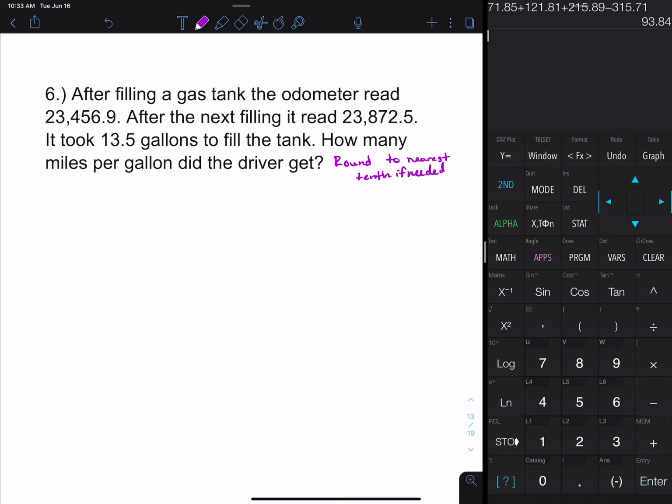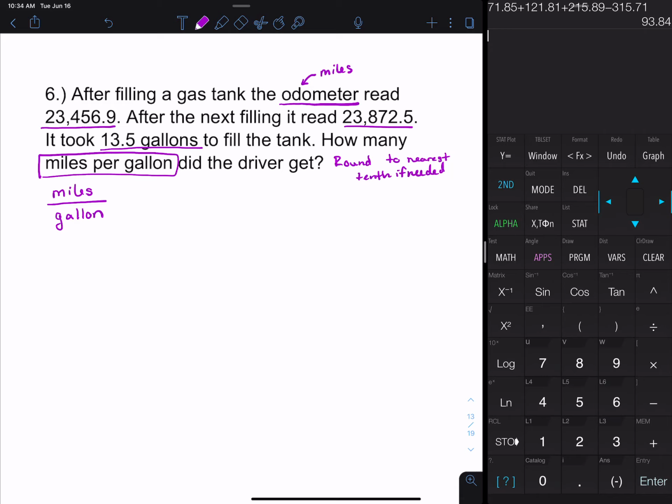Okay. So they're telling me what the odometer read. So the odometer is what tells us the distance. So that's telling us that the units for the odometer are really miles. So we have our first set of miles and our second number for miles. And then they also told us that it took the 13.5 gallons to fill the tank. Now they're asking us how many miles per gallon did the driver get. So remember that word per can mean multiplication or division. In this case, it means division. So we need to do the miles divided by the gallons.